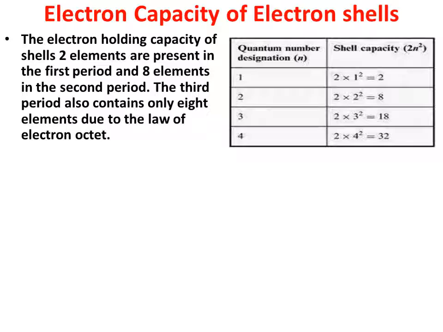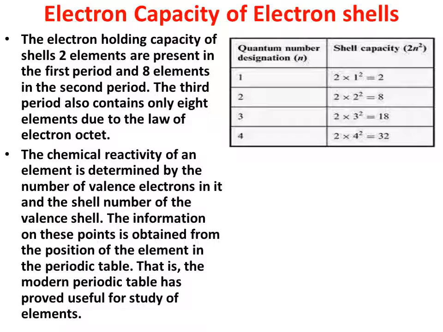So the first shell electron capacity is 2 into 1 square, which is equal to 2. The second shell capacity, 2 into 2 square, is equal to 8. The third shell capacity, 2 into 3 square, is equal to 18, and the fourth shell capacity, 2 into 4 square, is equal to 32. The chemical reactivity of an element is determined by the number of valence electrons in it and the number of shells, the valence shells. The information about these points is obtained from the position of the element in the periodic table. That is, the modern periodic table has proved useful for the study of elements.